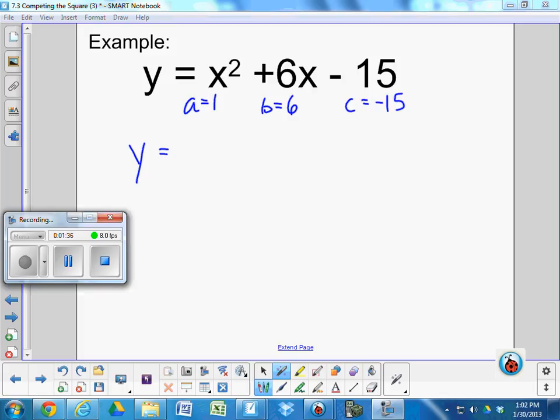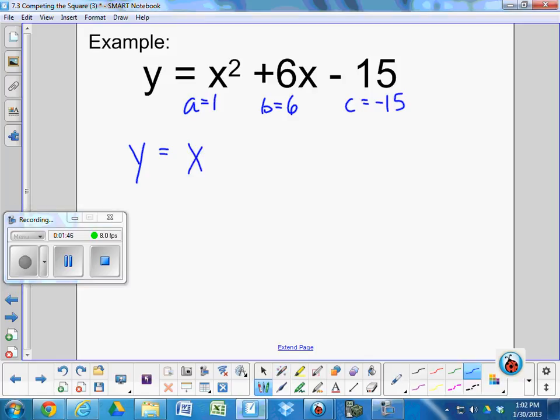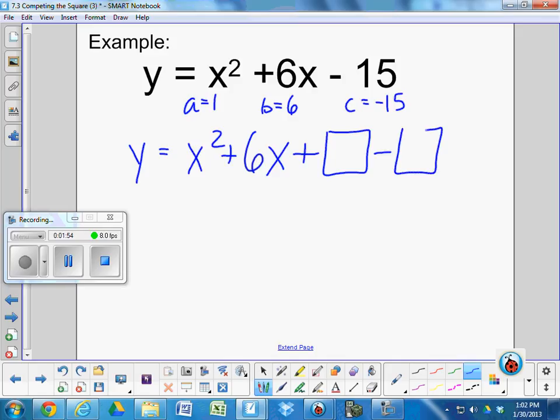Now that we have A, B, and C, and we know that C is not half of B squared, we must complete the square. And here's how it works. Are you ready? Here's my example. You leave x squared and 6x where they are. You bump the C out of the way, and you add a square and subtract a square. And then you write the C.